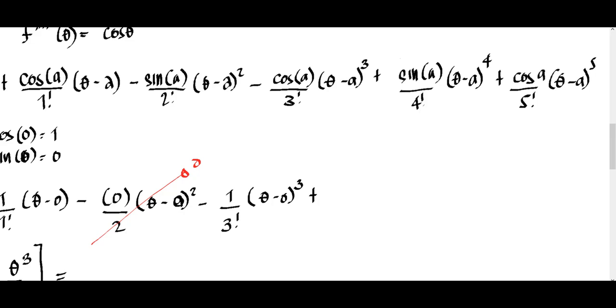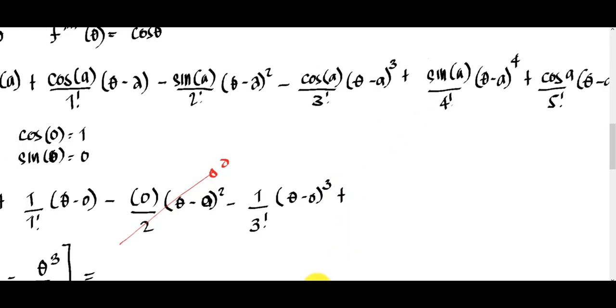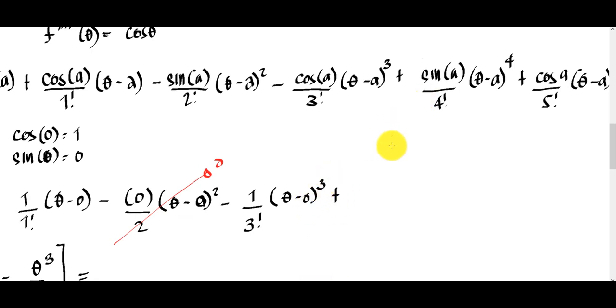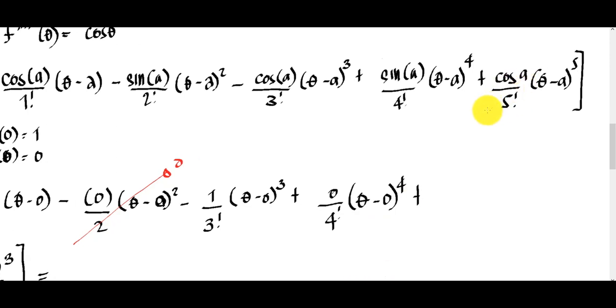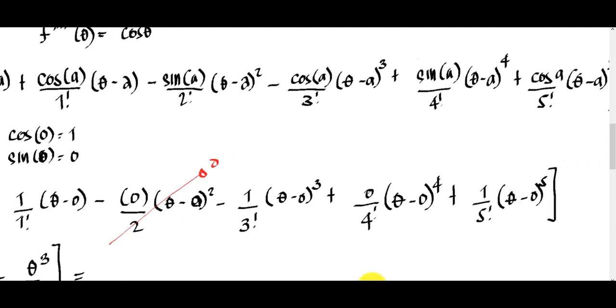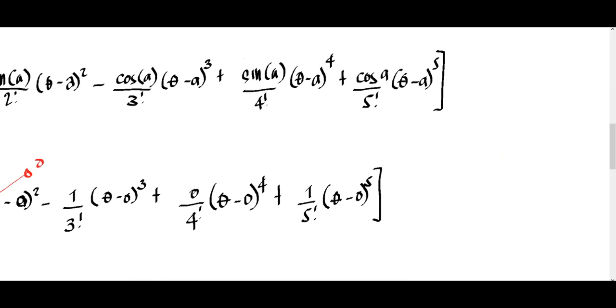And then I'm going to, forgot to close the bracket here. So let's continue this one. So we have the sine of a here. Since we have sine of a, it will be 0. So 0 divided by the fourth factorial times theta minus 0 raised to 4. Then plus the cosine of a, which is cosine of 0, it will be 1 divided by the 5th factorial, then we have theta minus 0 raised to 5th. So close parenthesis here.